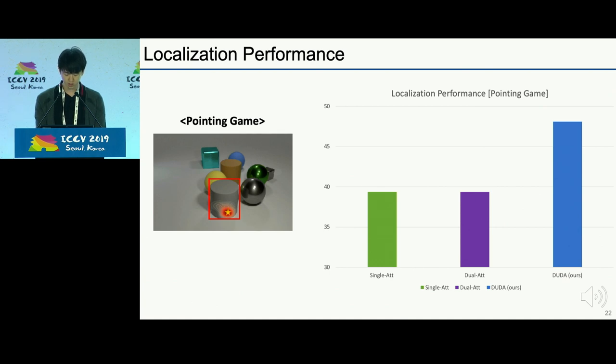Localization performance is measured by pointing gain, where we compute how often the highest attention activation falls in the ground truth bounding box for the change. Note that the dual attention alone does not improve much against the single attention baseline, but adding the dynamic speaker gives a huge boost. We argue that the explicit structure of the dynamic speaker, where a feature needs to be used differently every time step, encourages the proper use of the dual attention.